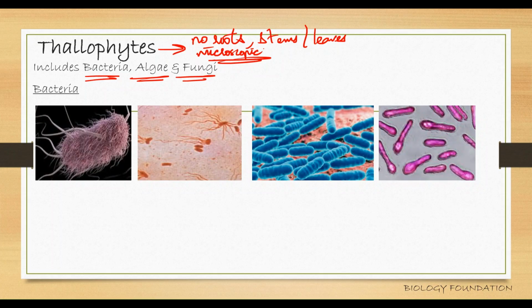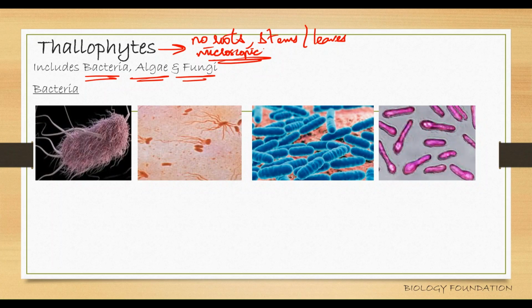Okay, initially bacteria were kept under Monera. If you remember, I told you Aristotle classified living organisms as plants and animals. Okay, under plants initially algae and fungi were also kept, but later R.H. Whittaker created separate kingdoms for them as Monera, Protista, and fungi. Okay, and in Plantae we had only plants.